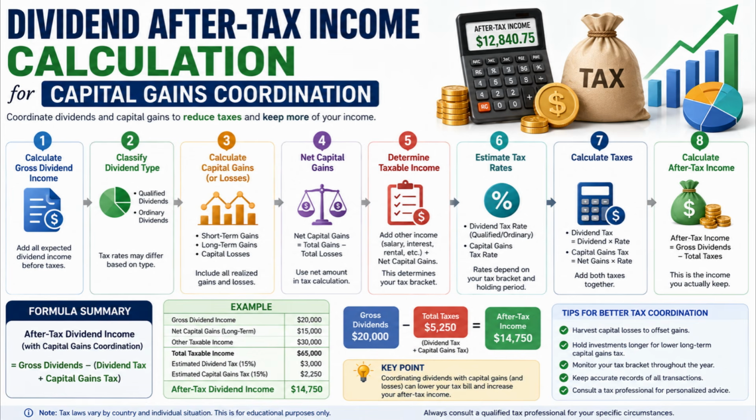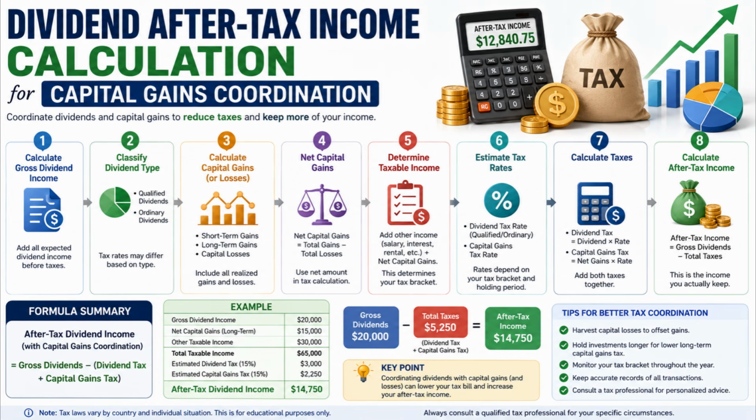After that, calculate capital gains or losses. Capital gains happen when an investment is sold for more than its purchase price, while capital losses happen when it is sold for less. Investors should separate short-term gains, long-term gains, and losses because each may have a different tax impact depending on local tax rules.